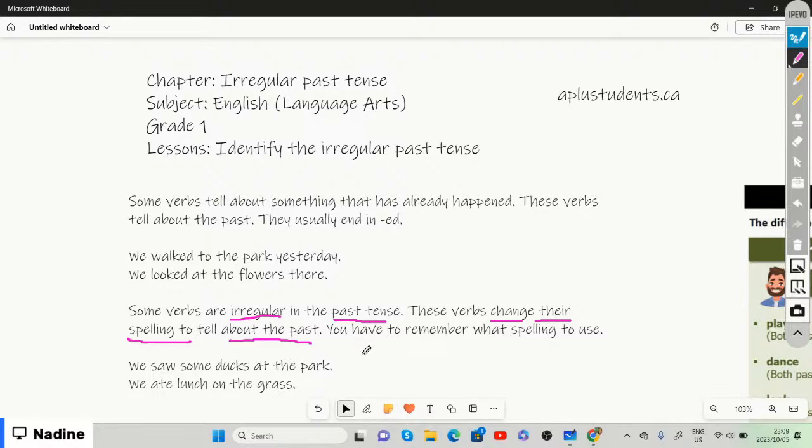So like I said, there is basically no rule that you need to follow where we say we add ed or something to show that it is just in the past, because the verb changes its spelling to tell us about the past. So you're just going to have to remember what spelling to use. If you write a verb to show that it is irregular in the past tense, it just means that you're going to have to remember what spelling to use, because the verb changes its spelling to tell us about the past.